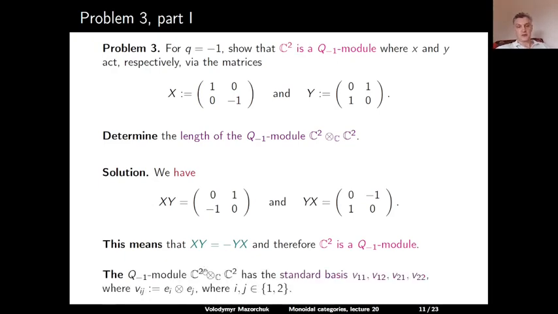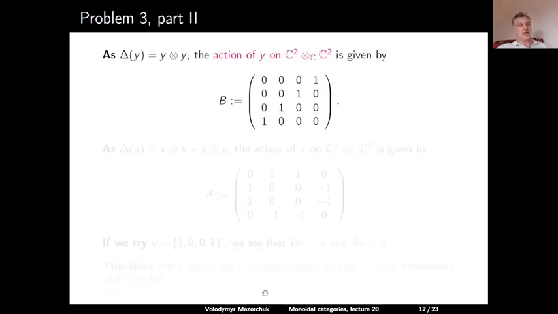So now if we take this module and tensor it with itself, the outcome has a standard basis consisting of the tensor products of the standard basis elements. We denote them v11, v12, v21, and v22. So vij is ei tensor ej, where i and j are from 1 and 2. So now the comultiplication delta in our algebra Q minus 1 sends y to y tensor y. And therefore the action of y on the standard basis of the tensor product of C squared with itself is given by the following matrix.